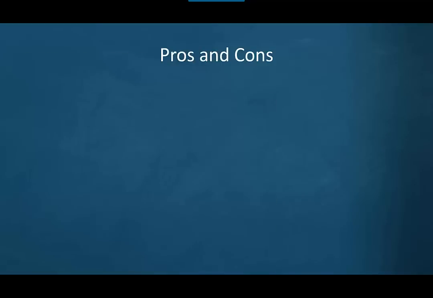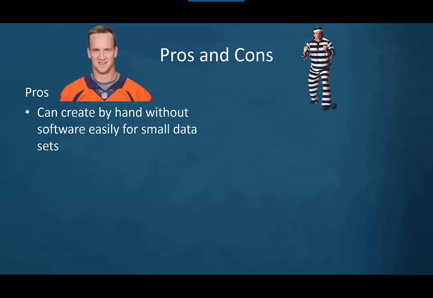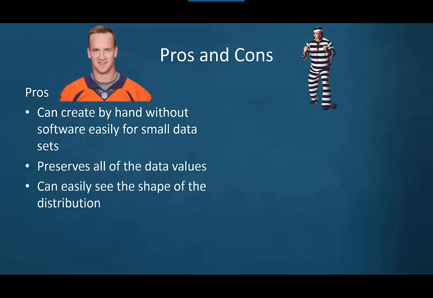So we have some pros and cons with any of these displays, and the stem and leaf plot is no different. So the pros for the stem and leaf plot, as we mentioned, you can create by hand without using software, and it's pretty easy for small data sets. It preserves all the data values, which can be really nice. If you made an 85 on a test, you can see that in the stem and leaf plot very easily, and you can see how you compare to other people who took the test. And you can also easily see the shape of the distribution.